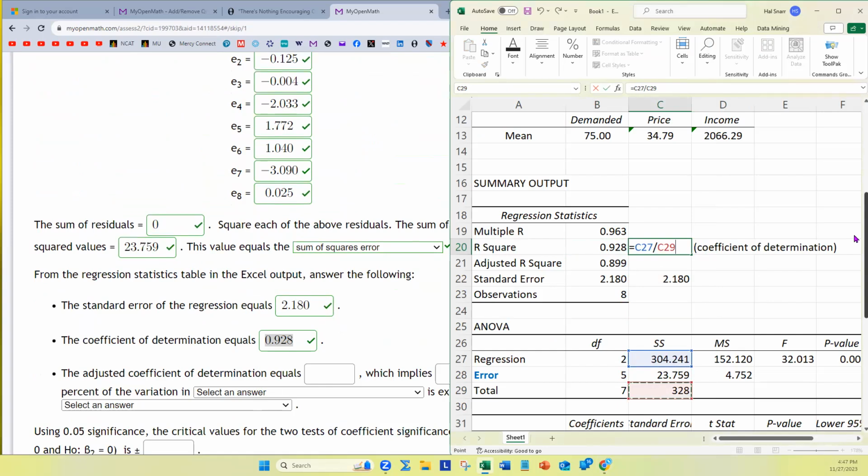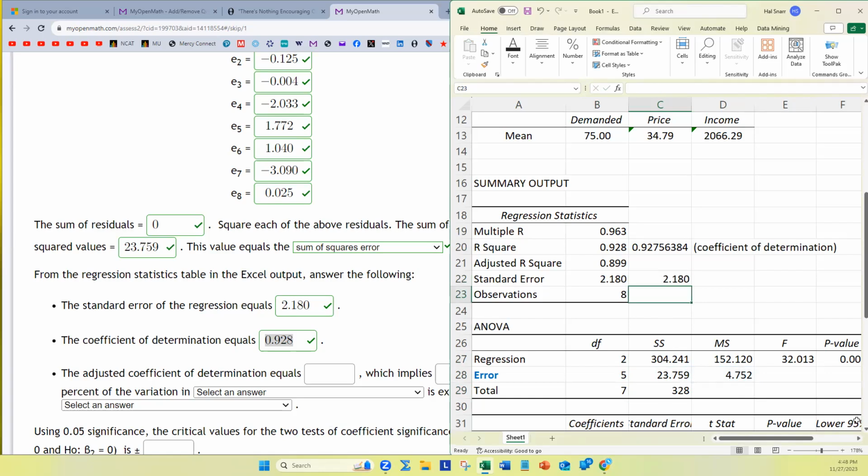And the biggest that this can get is the total sum of squares. This can't get any bigger than 328. If this is 0, this will be 328. How'd you get the standard error? Oh, the standard error. That's just the square root of the mean square due to error right here. Okay, hang on. But it's also in the regression statistics table. Right. All right, thanks. Okay.